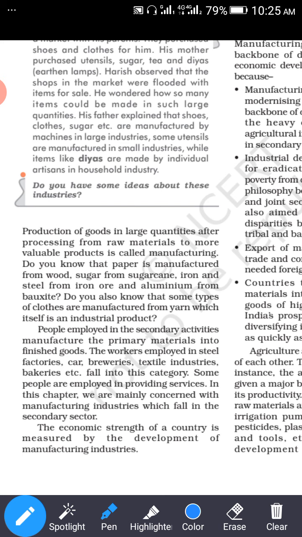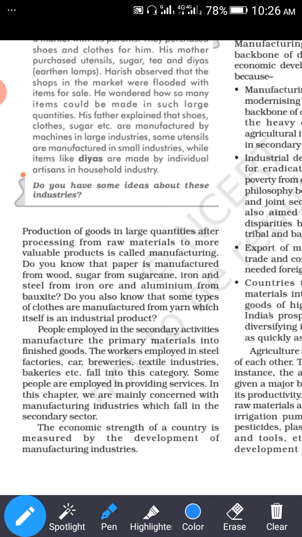And at this time you are using the cell phone. But how is this cell phone manufactured? Is a single cell phone manufactured? No. A large number of cell phones are manufactured after processing from raw material. And when we are writing question answers, we need paper. And paper is manufactured from which raw material? From wood or from leaves, from bamboo.